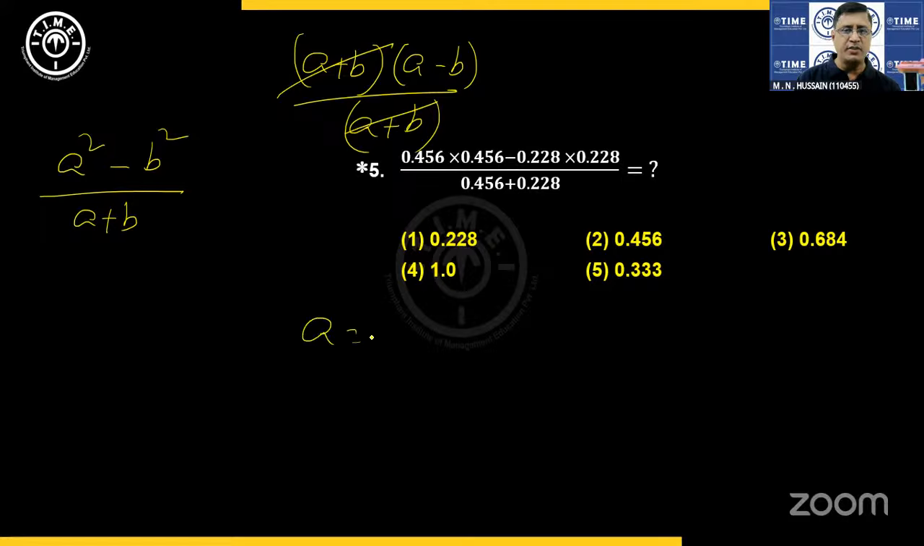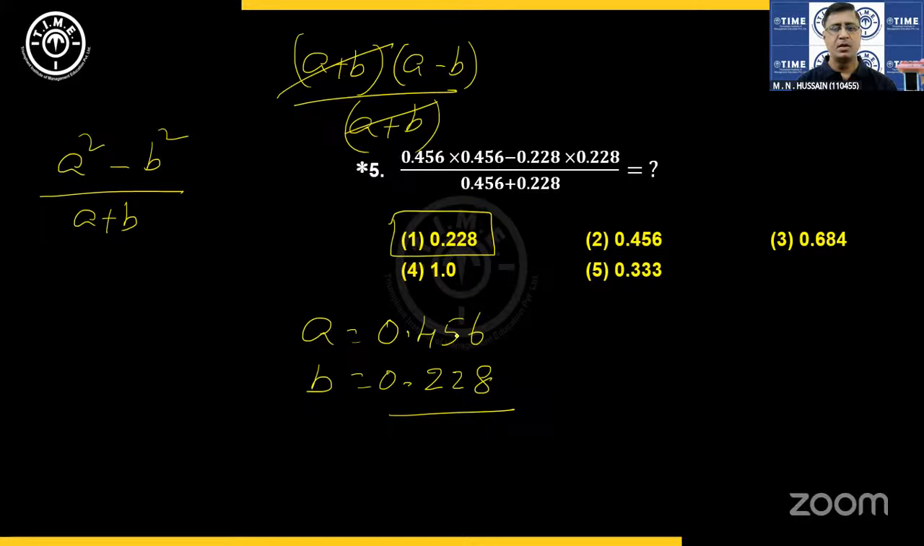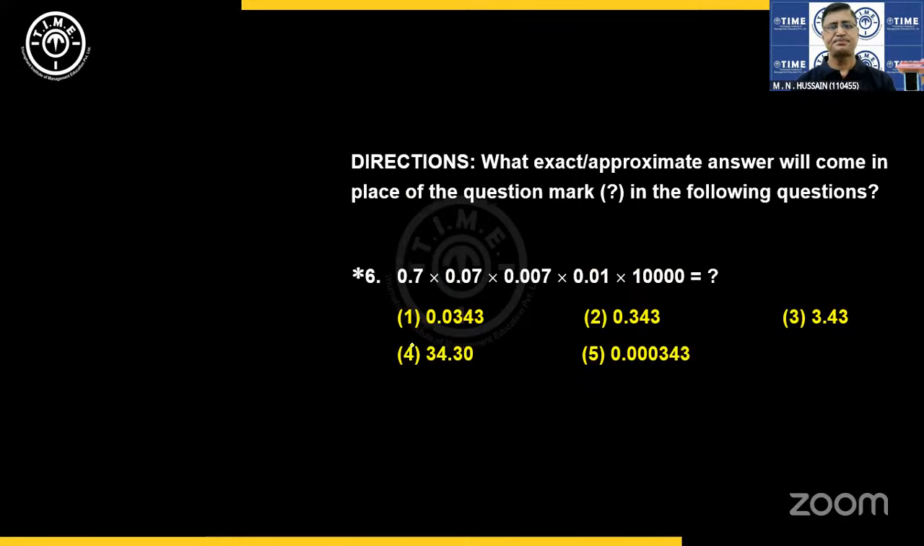The value of a is equal to 0.456. The value of b is equal to 0.228. Now simplify. What is the result? Choice 1. 56 minus 28, that is 28. Now 400 minus 200, that is 200. Now the value is 0.228, option number 1. First choice is the right answer.